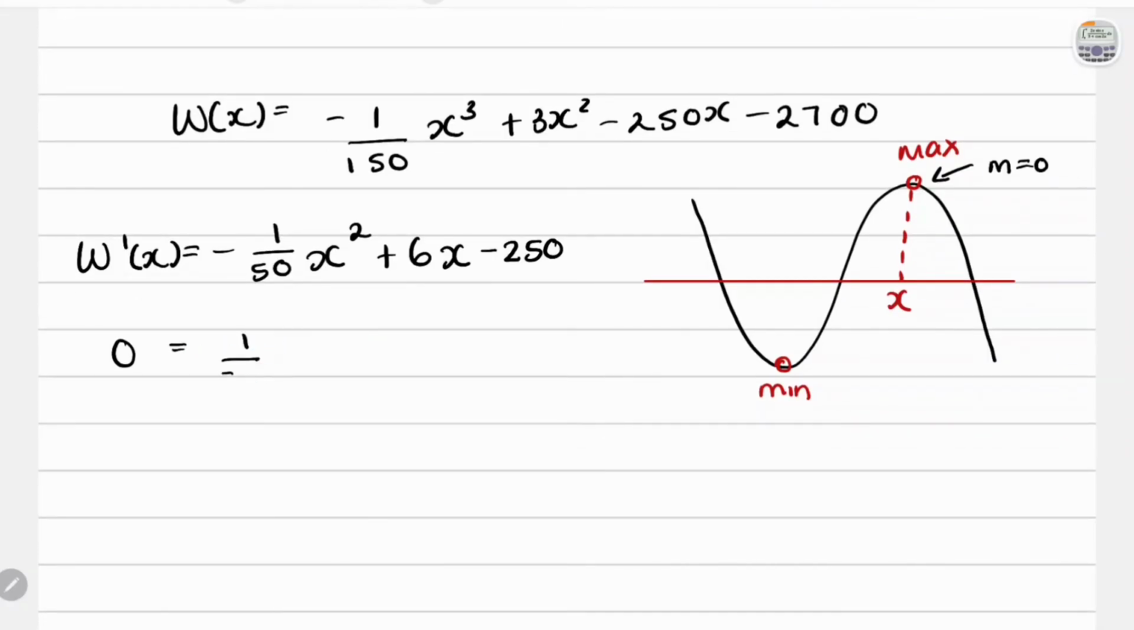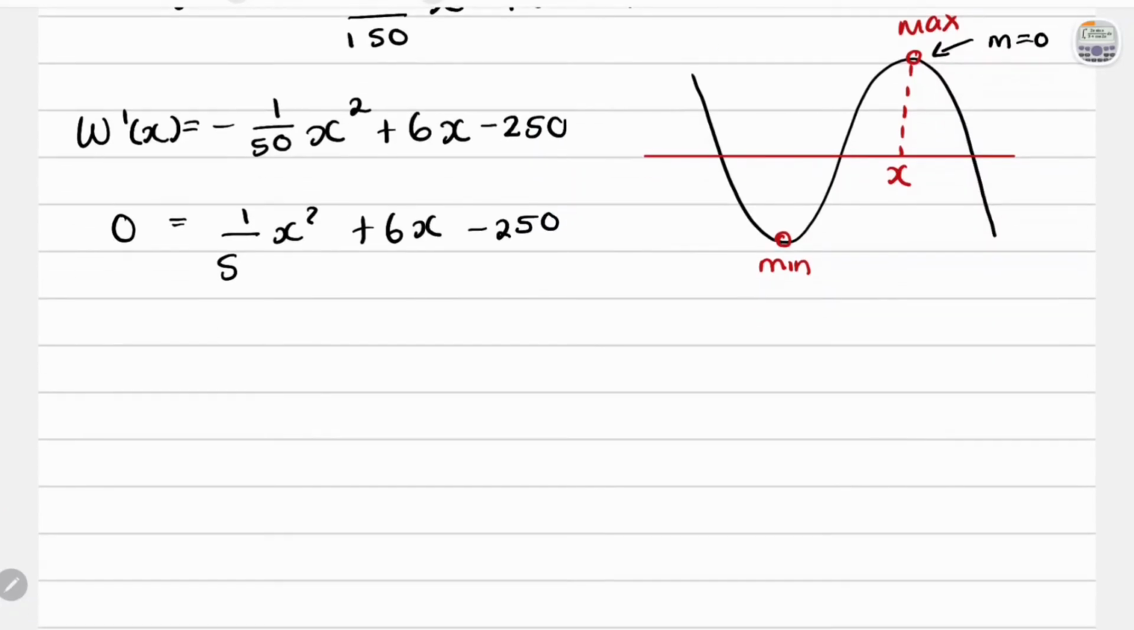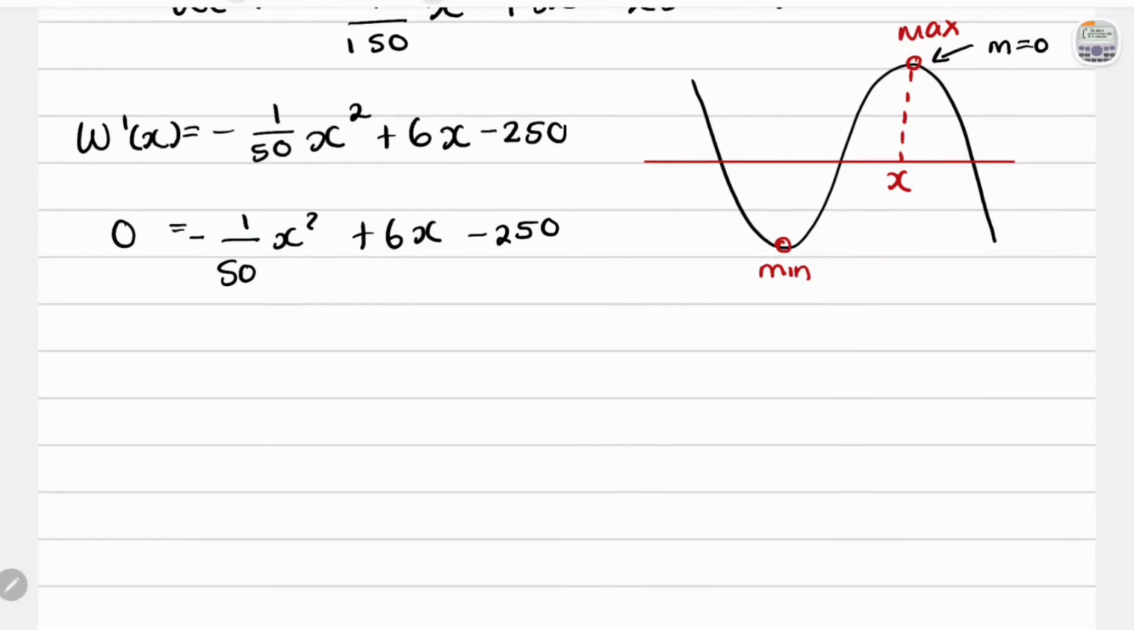And we have negative 1 over 50 x squared and the rest of everything that we have here. So plus 6x. That is a 6, right? Yeah, it is 6x and then minus 250. I keep getting confused by this. 250. Okay, so this is what we have.